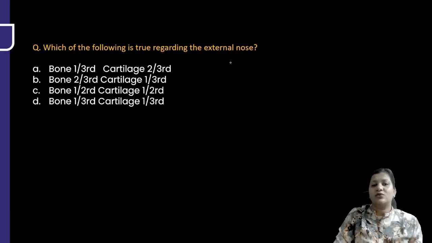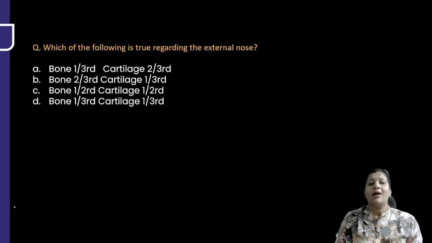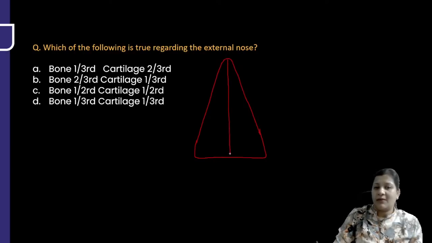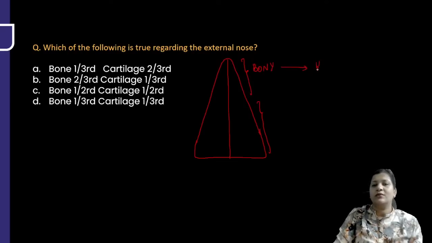Which of the following is true regarding the external nose? Bony third, bony 1/3, cartilaginous 2/3, bony 2/3, cartilaginous 1/3, bony half and cartilaginous half, bony 1/3 and cartilaginous 1/3. So the external nose is made up of a bony pyramid and a cartilaginous pyramid. How much is your bony part? How much is your cartilaginous part? The bony part accounts to 1/3 and cartilaginous part accounts to 2/3.